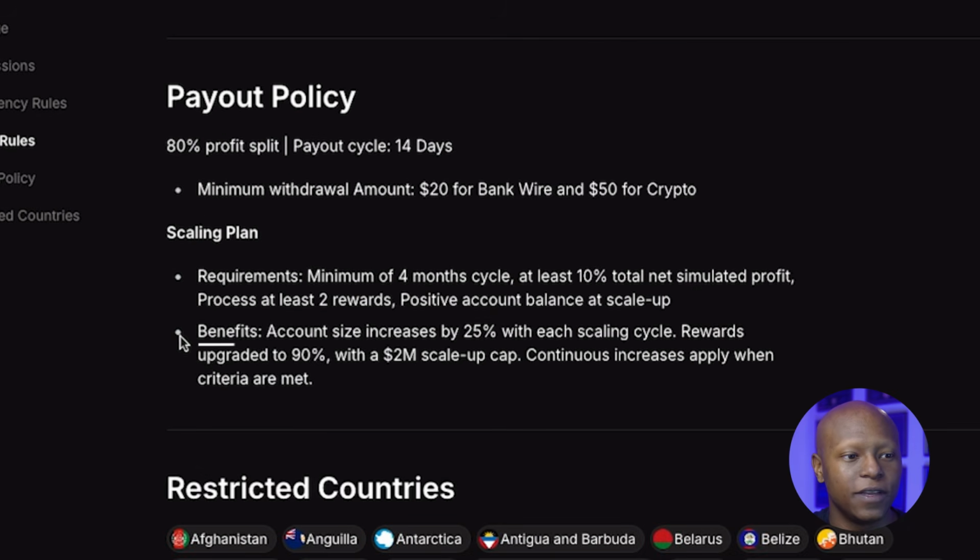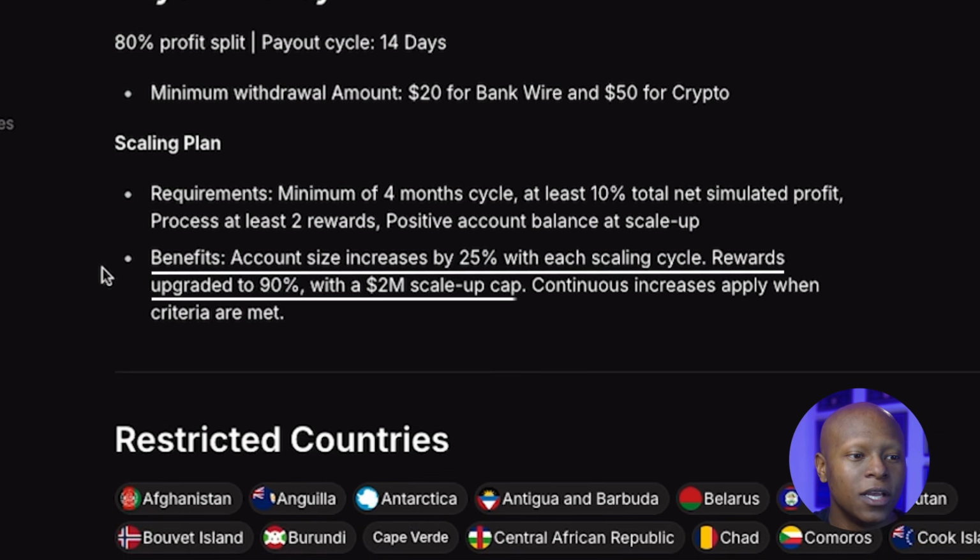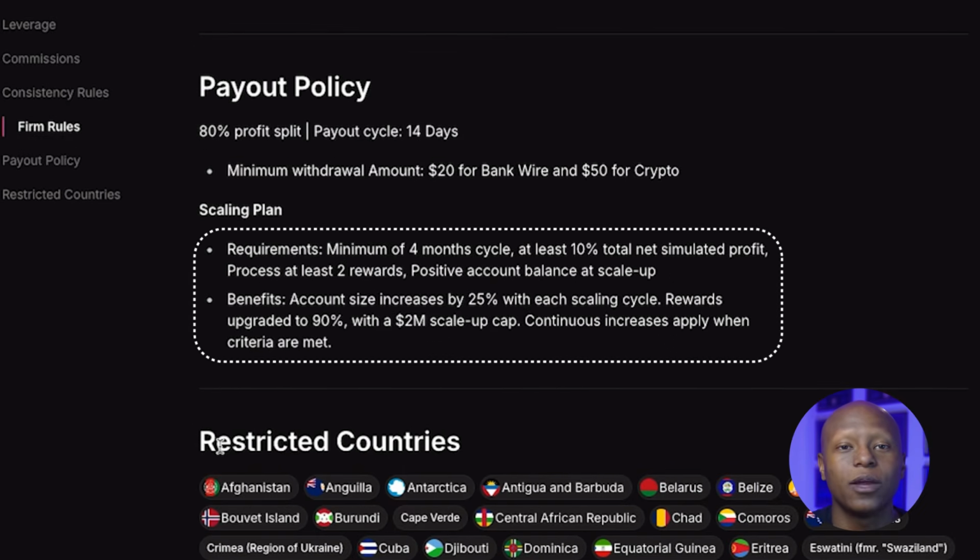Now it says benefits: the account size increases by 25% with each scaling cycle. Rewards upgrade to 90% with a $2 million scale up cap. It says continuous increases apply when criteria are met. So there is potential to scale past the 400K in allocated funding, but you have to be consistent and abide by the scaling plan requirements. So this is really good information for you to understand.